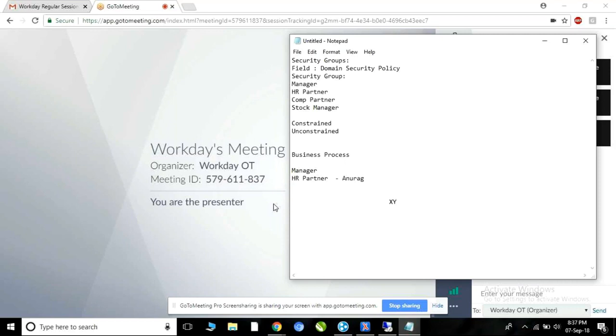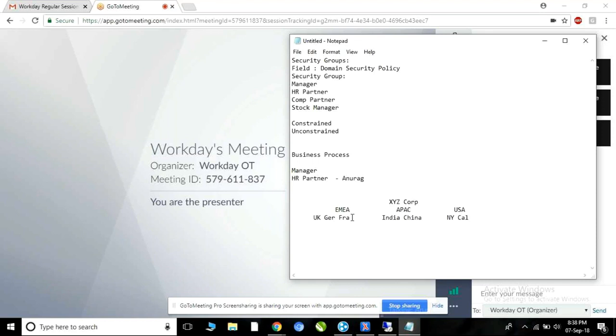Suppose my top level is XYZ Corp. Then in between I have, as we said, EMEA, APAC, and USA. Similarly, behind EMEA we can have UK, Germany, France. In APAC we can have India, China. In USA, NY, California. Don't confuse this with locations. I'm just putting them as organization names.